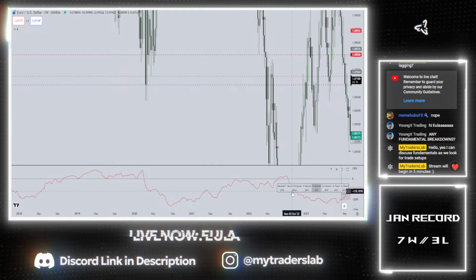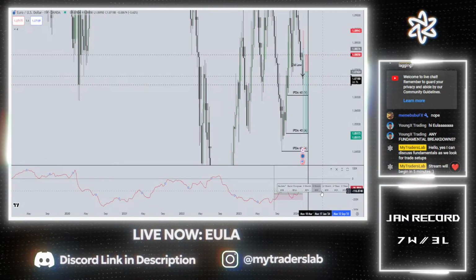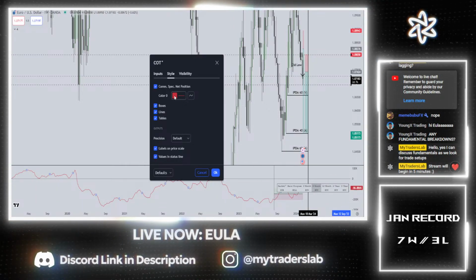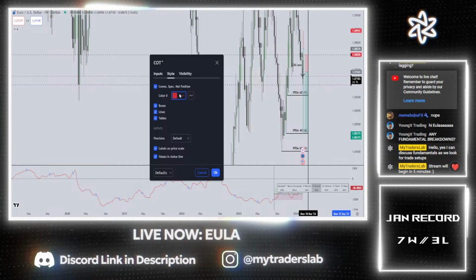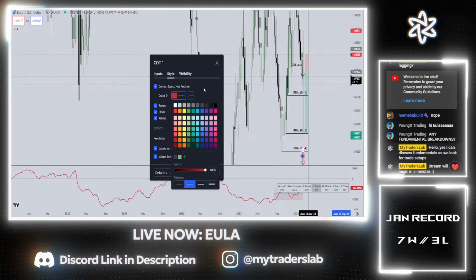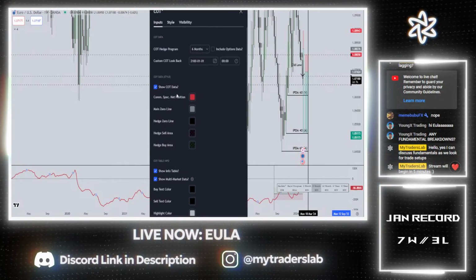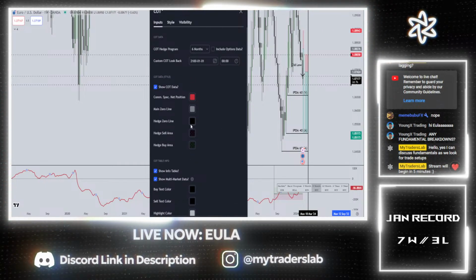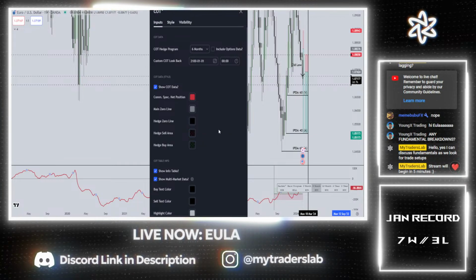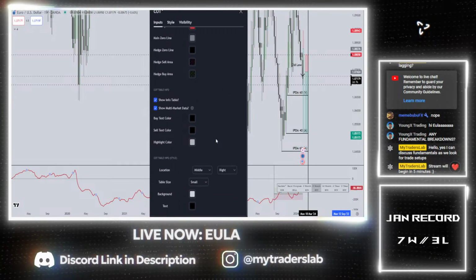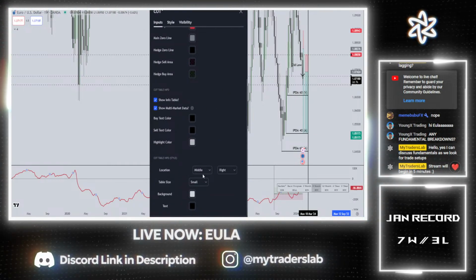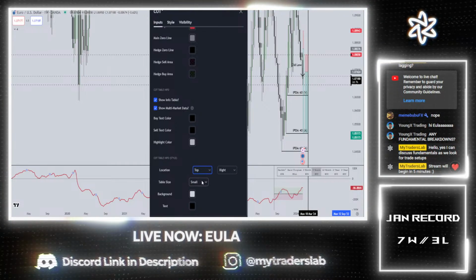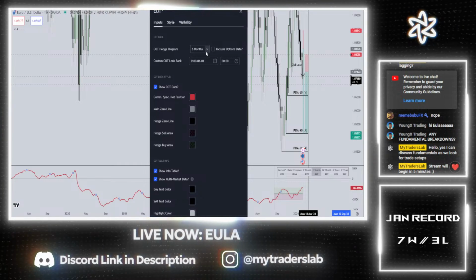Oh wait, ICT commitment of traders. Oh nice. Okay. This is a good one. Commercial speculators net position 0. I'm gonna make it thicker a bit. Boxes, line, table, inputs. Hedge 0 line. Okay, it's on. Hedge sell area is on. Hedge buy area is on. Okay, good. This one actually has everything.